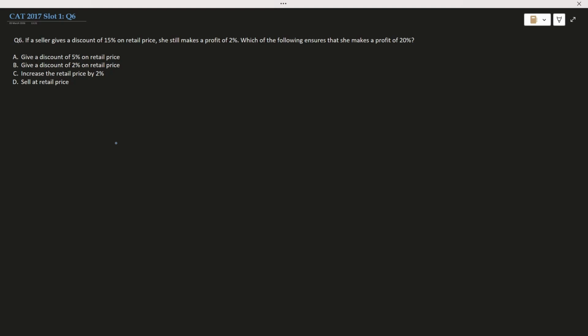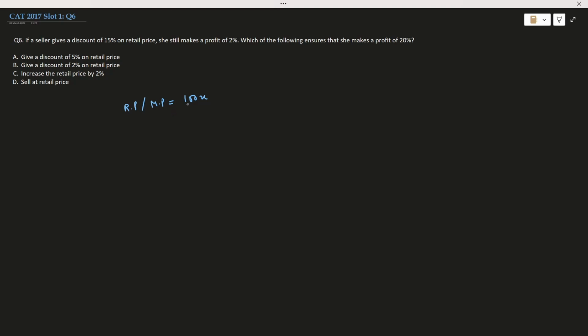So let's begin. If a seller gives a discount of 15% on retail price, retail price is basically the MRP, or the mark price, and still makes a profit of 2%. Which of the following ensures that C makes a profit of 20%? So our goal is to make a profit of 20%, and the seller gives a discount of 15% on the retail price. So suppose the retail price, which is also known as the mark price, let's say it is 100x.